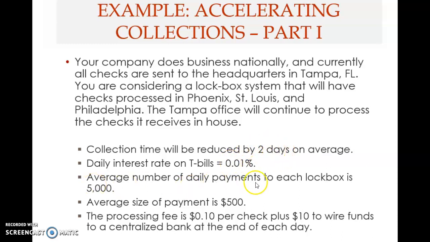An average number of daily payments to each lockbox. Remember, there are 3 lockboxes here, so each lockbox has 5,000 checks, and the average size of payment is $500 per check. Now the processing fee is given as 10 cents per check plus $10 to wire the funds. Wire here means transfer the funds electronically to a centralized bank at the end of each day. So these are the information given. So you need to compute whether this system is worth the cost.